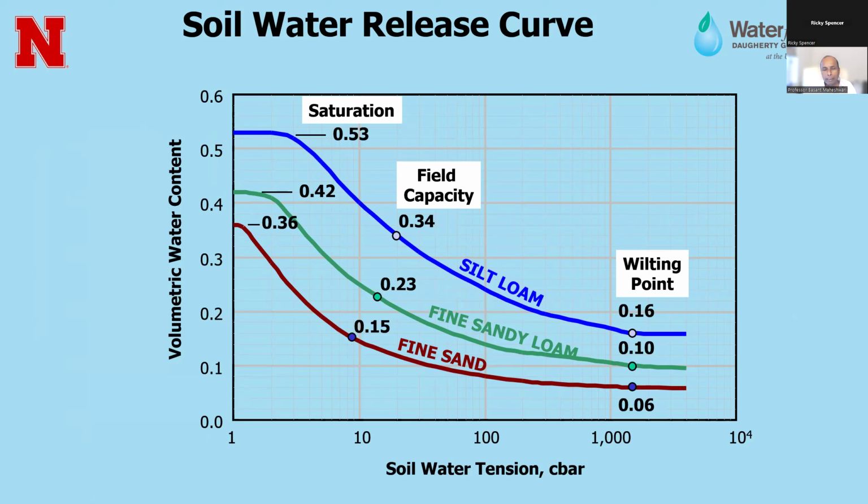And just to show this same graph for different soil types. This is for fine sandy soil, fine sands and silty loam. So the saturation, field capacity, and wilting point vary with the soil water tension.